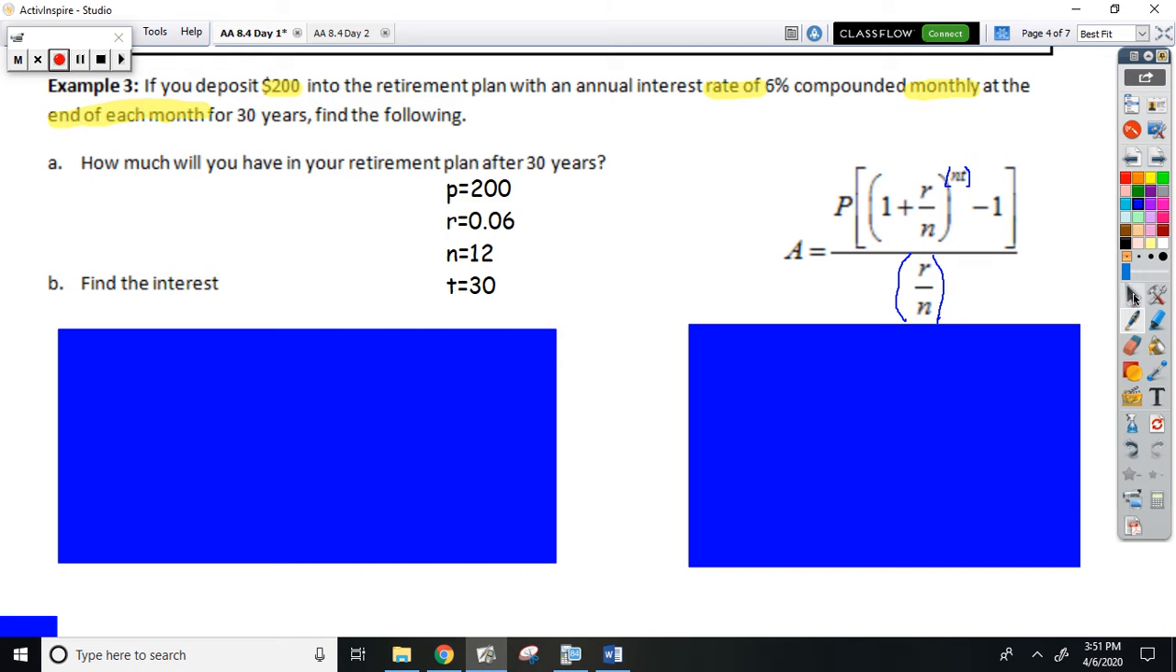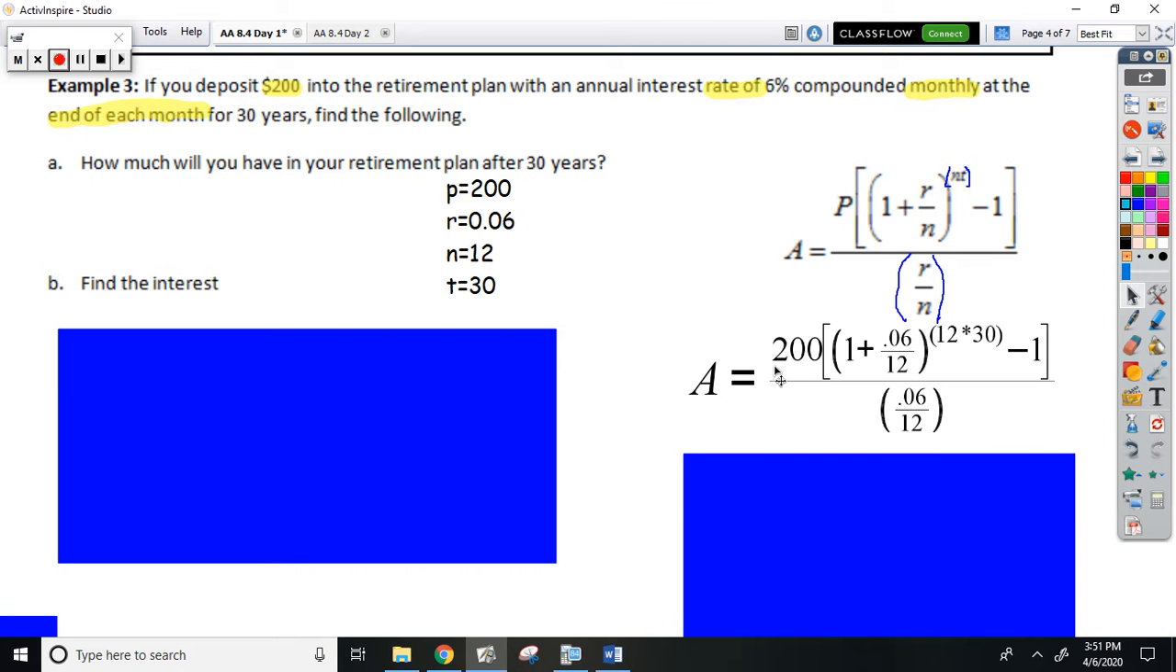We need our parentheses around there. And we'll substitute in. 200 times 2 sets of parentheses, 1 plus 0.06 divided by 12, to the 12 times 30 power minus 1, close that big parenthesis, and then show your division.